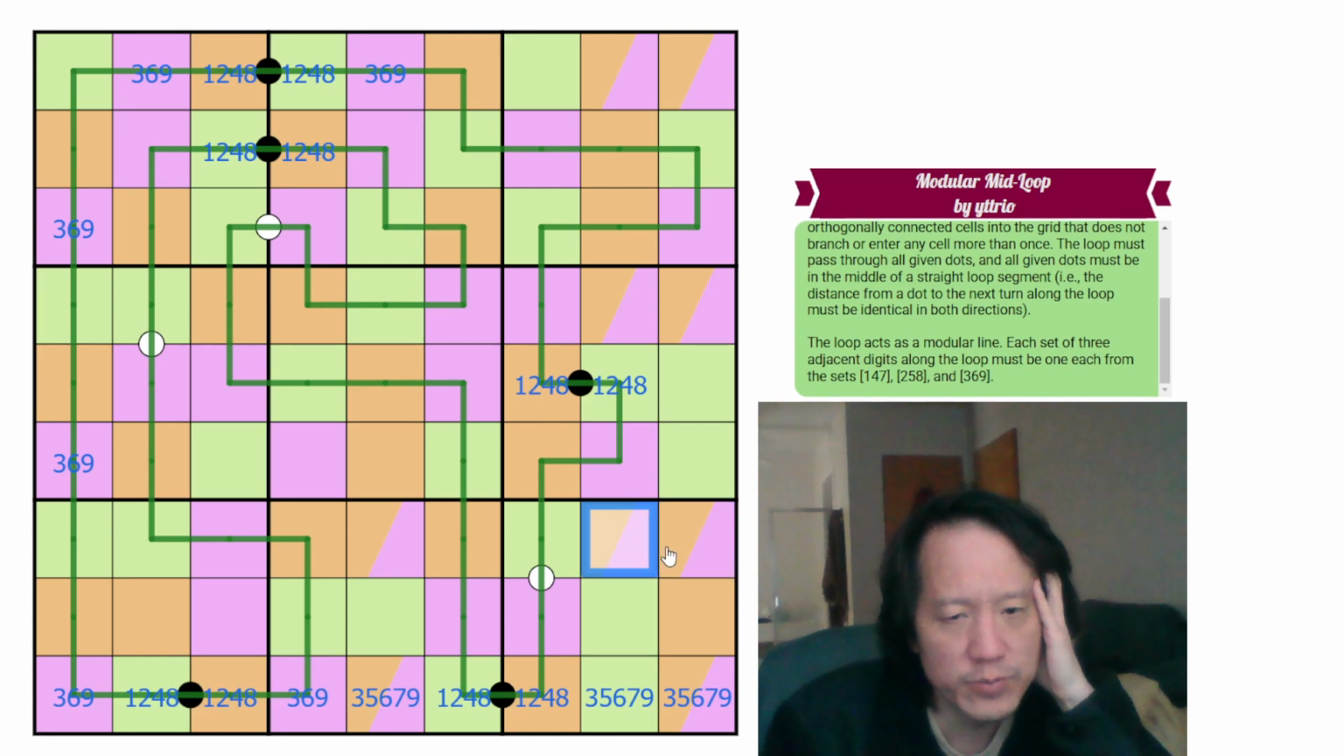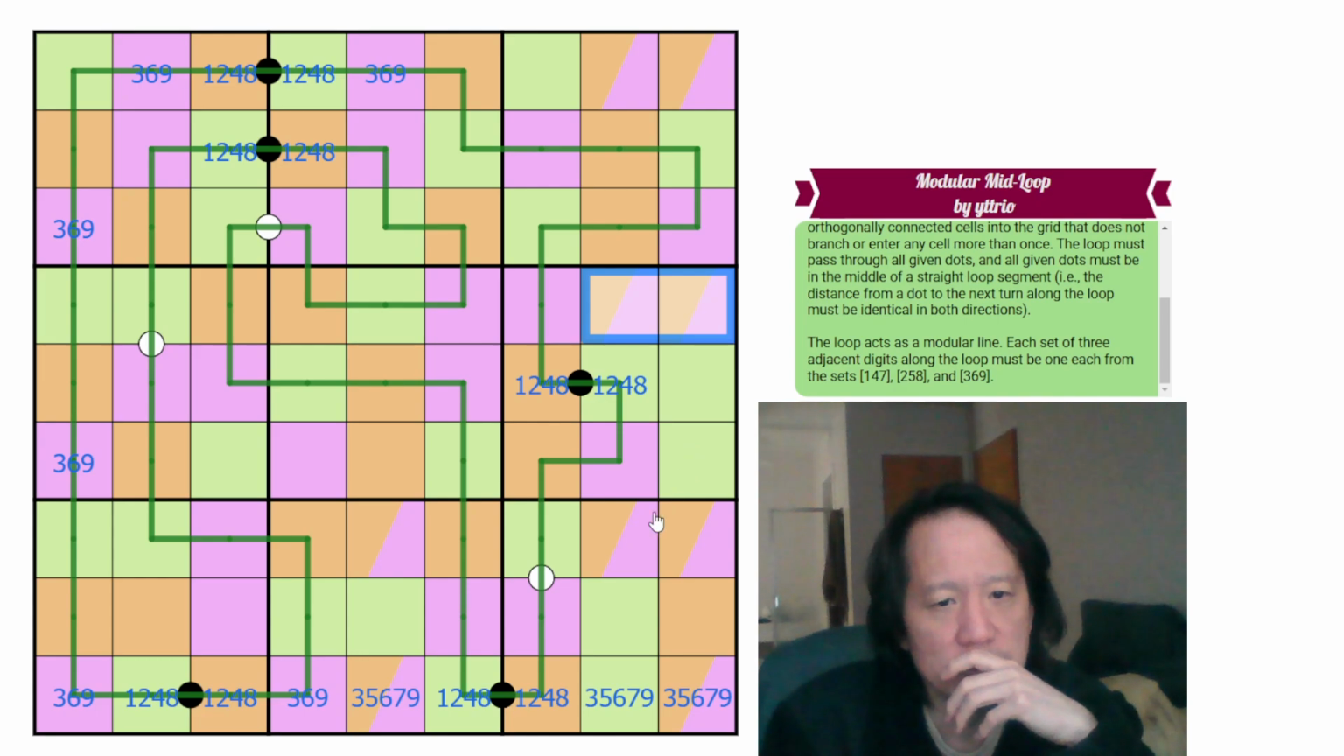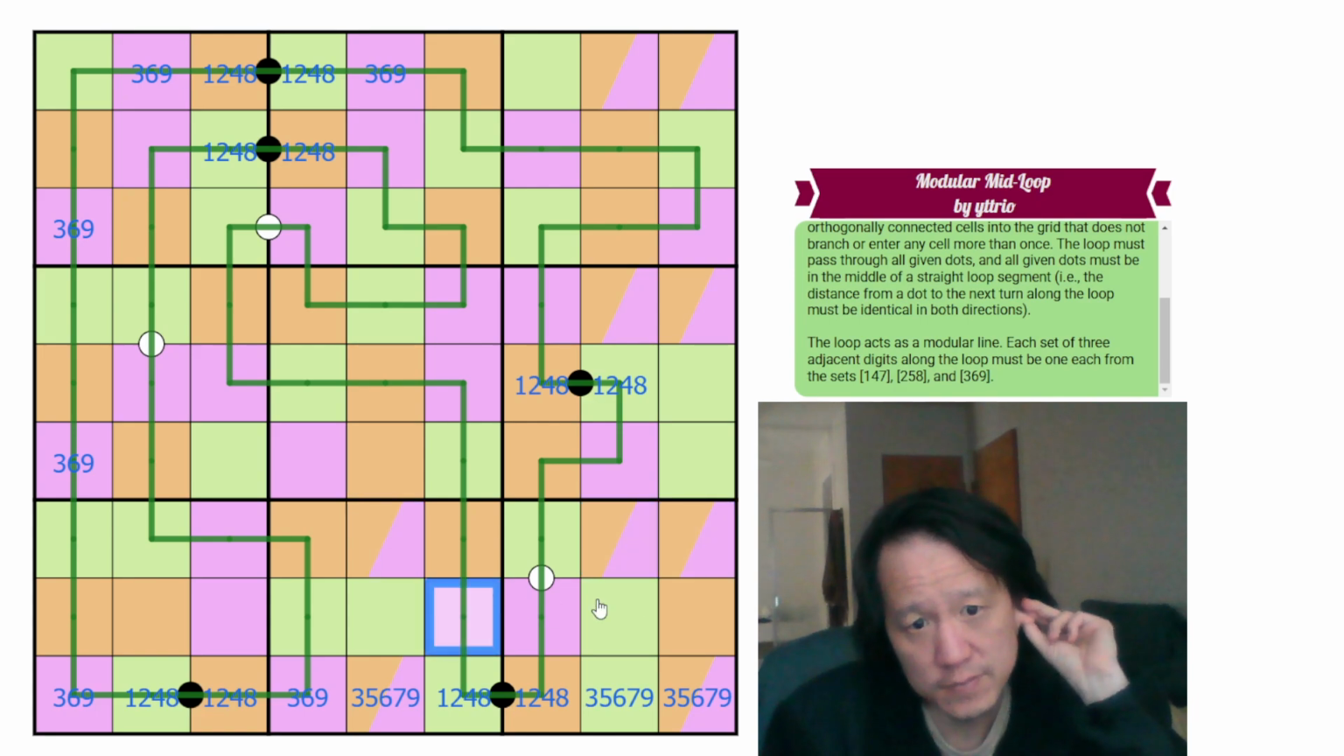One of these could be two oranges and two pinks. One of these is orange. One of these is pink. One of these is orange and one of these is pink. One of these is orange and two of these three are pink. Hmm.